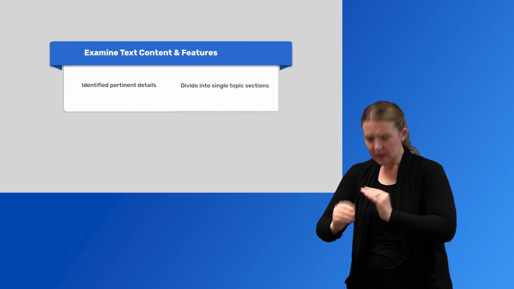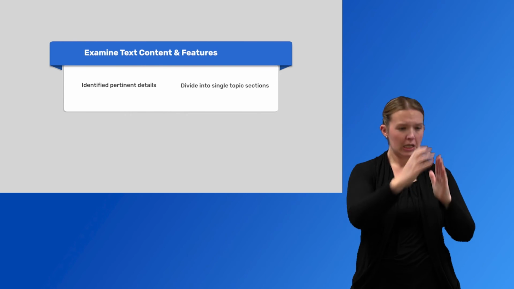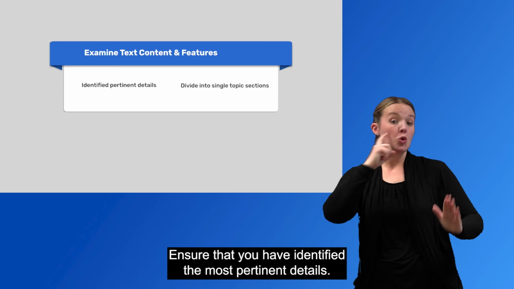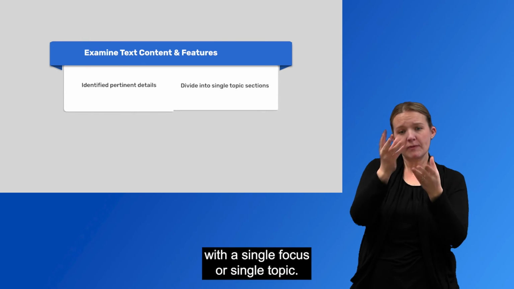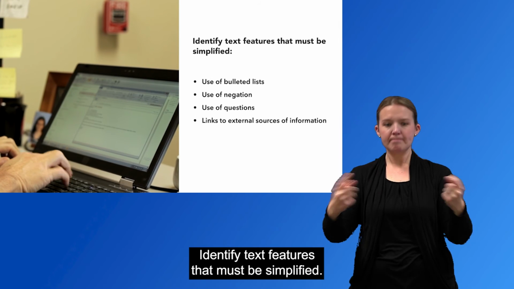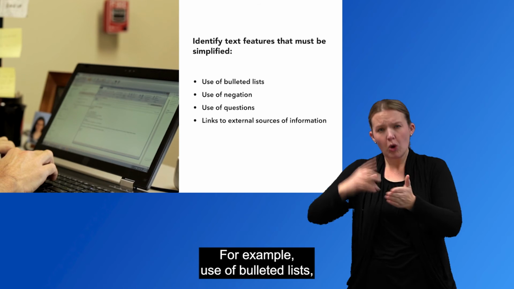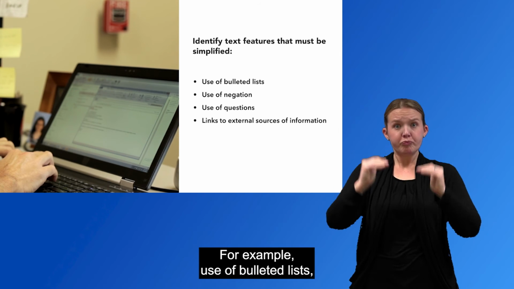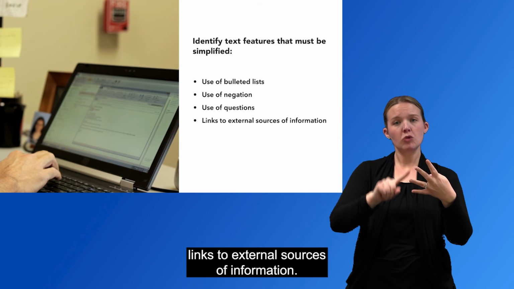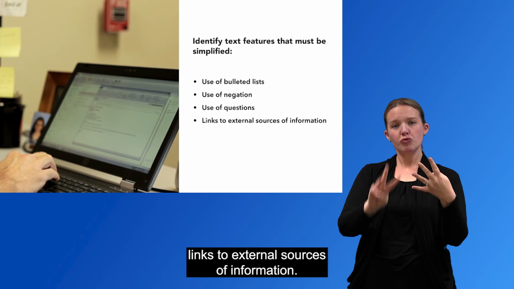Examine text content and features. Ensure that you have identified the most pertinent details. Divide the text into segments with a single focus or single topic. Identify text features that must be simplified, for example, use of bulleted lists, use of negation, use of questions, links to external sources of information.